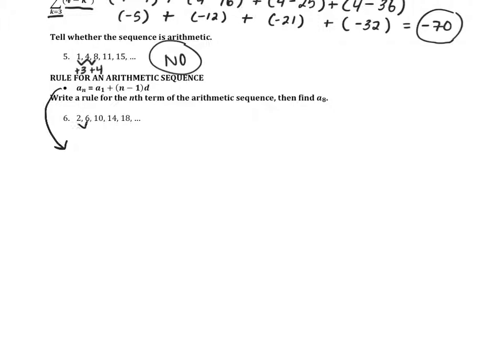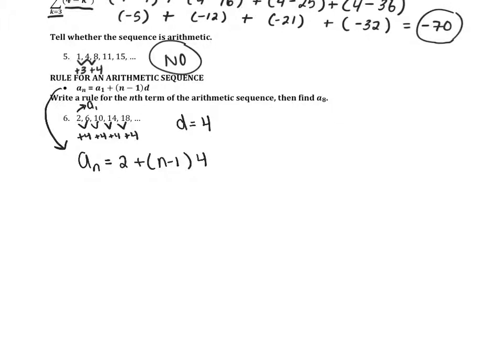6 to a 2 would be a plus 4. 6 to 10 plus 4. Each time these are increasing by 4. So in your formula, the D value will be a 4. So if we write down the rest, AN is equal to, right away we get to A sub 1. That's going to be your first number of your sequence. So in this case, A sub 1 is a 2, plus N minus 1, leave it as an N, times D, which we already found to be the difference between each number, positive 4.